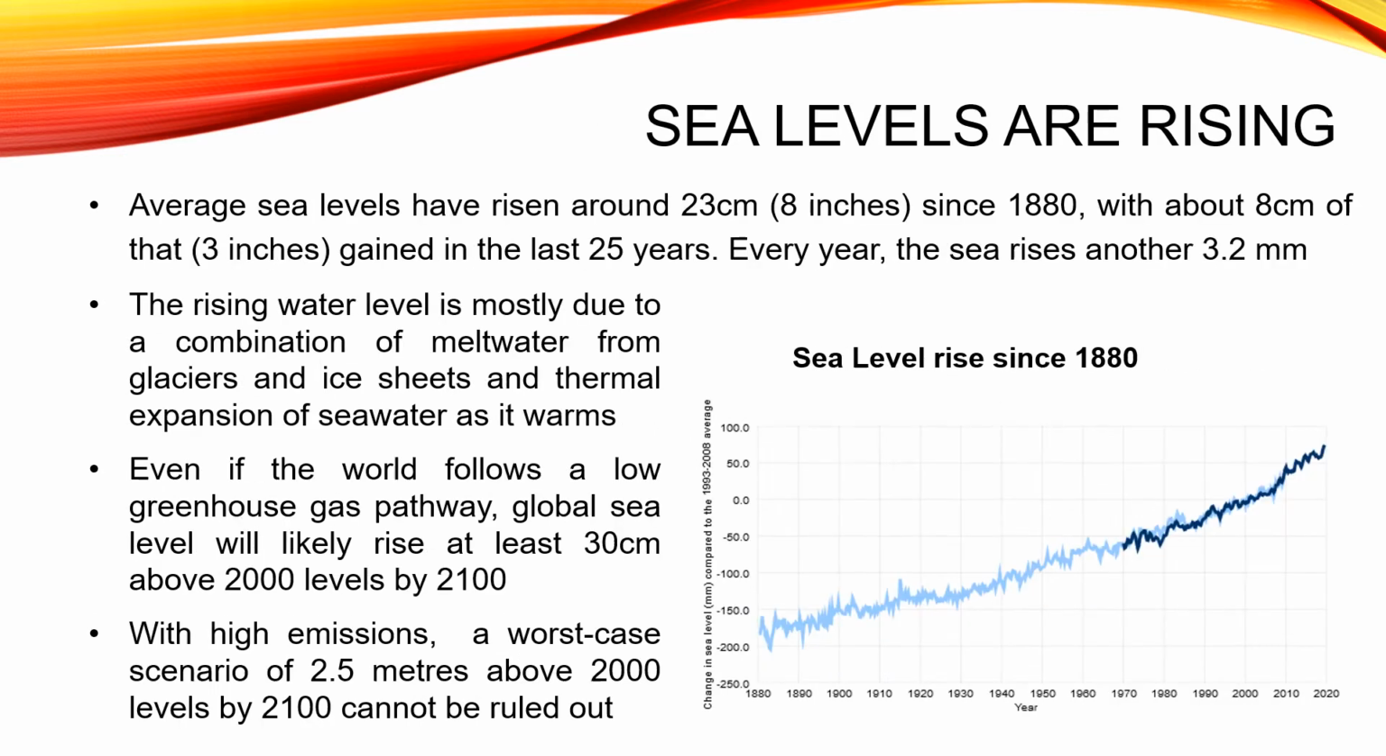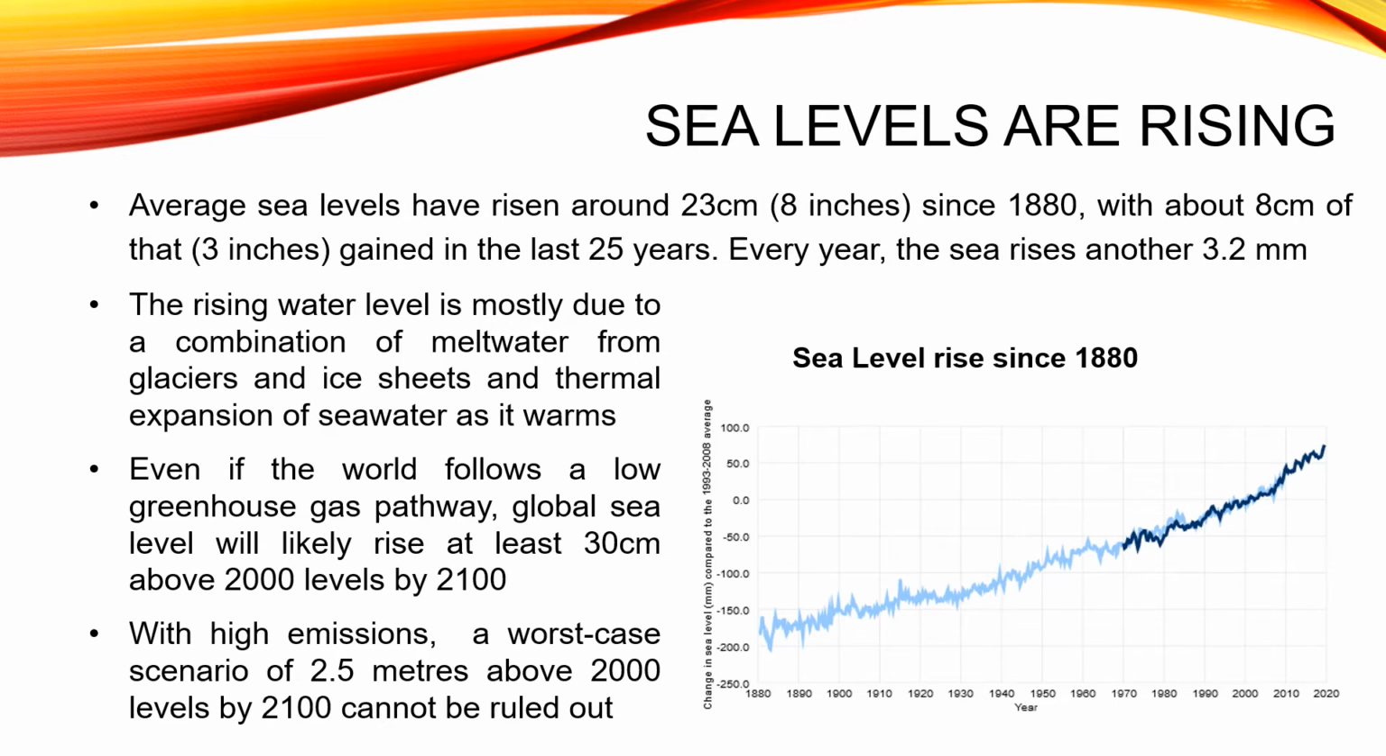One of the consequences of this climate change is that sea levels are rising. Average sea levels have risen around 23 centimetres since 1880, with about 8 centimetres of that gained within the last 25 years. Each year, the sea is rising another 3.2 millimetres, and the rising sea level is mostly due to a combination of meltwater from glaciers and ice sheets and thermal expansion of seawater as it warms.